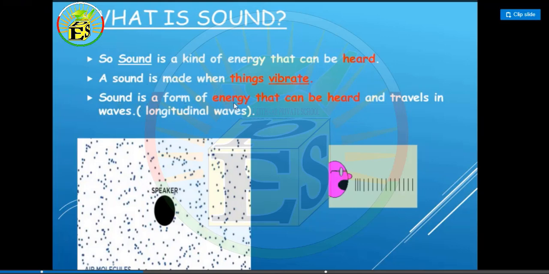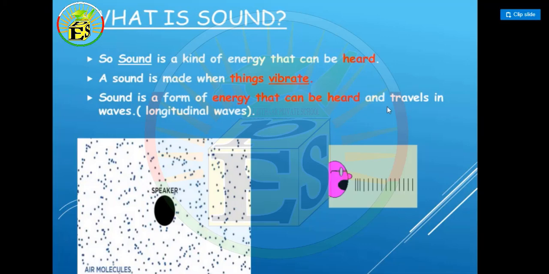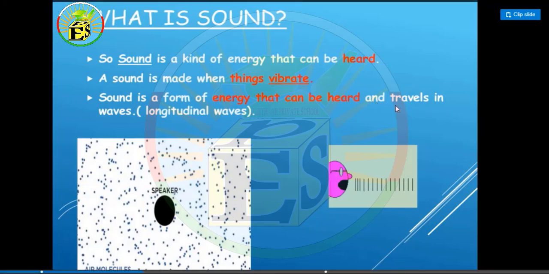Sound is a form of energy that can be heard or that can be listened to, and it travels in waves. So how does sound travel or move? Sound travels or moves in the form of waves. And which kind of wave? Longitudinal waves.